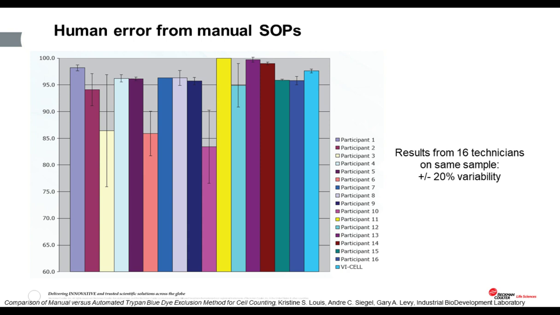So I wanted to share with you a study which was done by the Industrial Biodevelopment Laboratory, and they showed in a test between 16 experienced QC technicians performing the same manual SOP, standard operating procedure, a variability of up to 20% between the results. Now, you could argue that the manual SOP could be improved and the technicians retrained, but such variability in results does suggest that manual processes are arguably not robust enough to deliver the required levels of quality control.